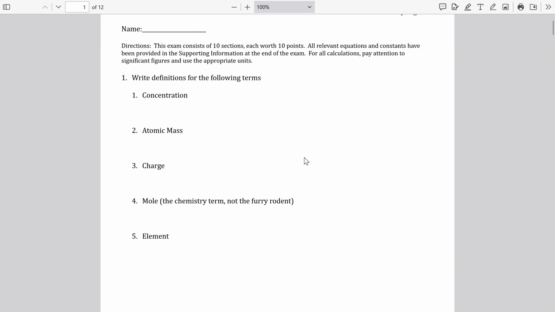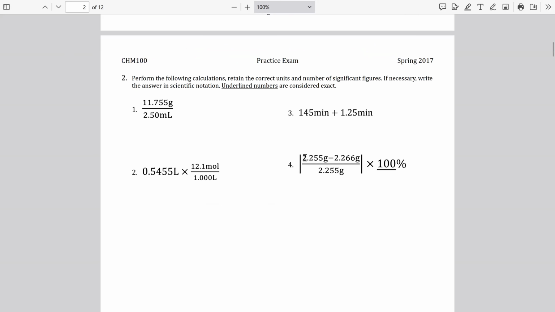Where does everybody want to go next? Should we just go to number 2? Okay. Can I do number 4? Absolutely.